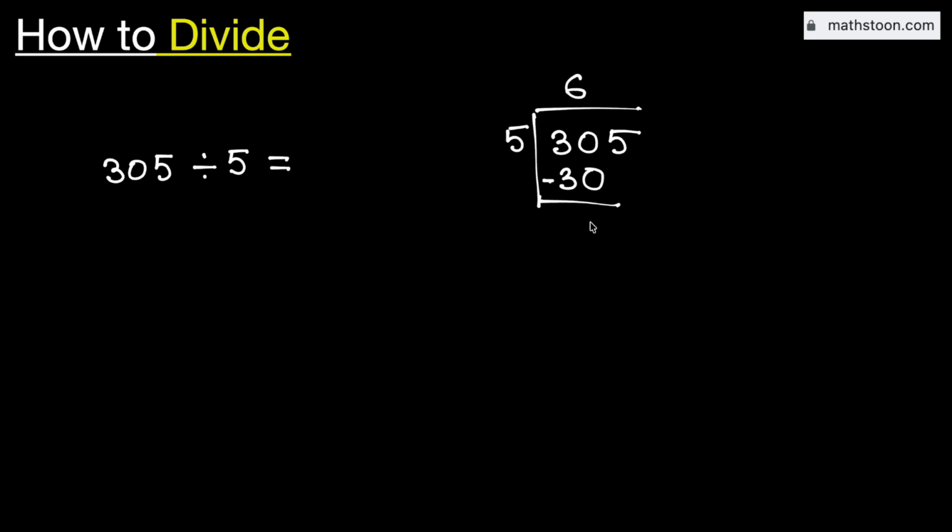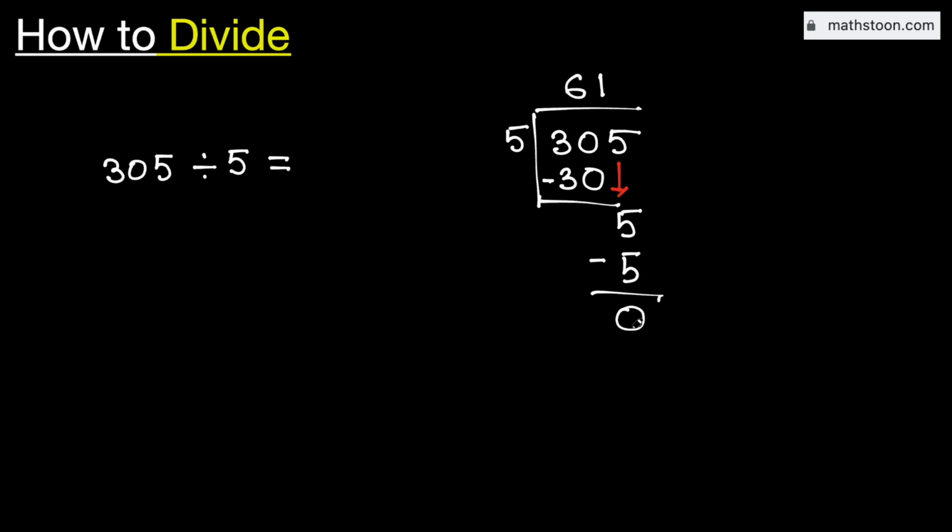Subtract, we get a 0. Now see that this 0 is less than 5. That is why we need to bring down this number 5 here. Now see that this is the number 5. So we will remove this 0. Now 5 times 1 is 5. Subtract, we get a 0.